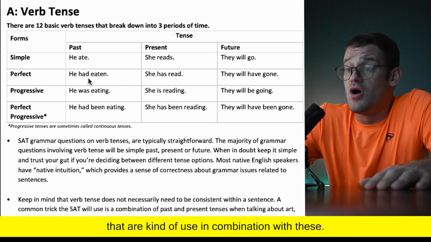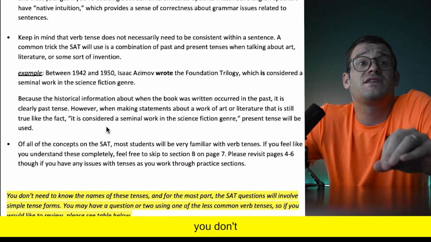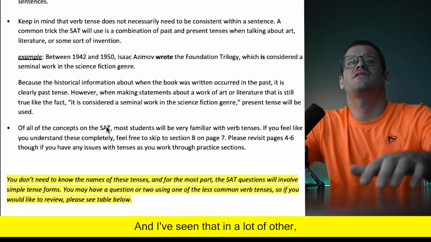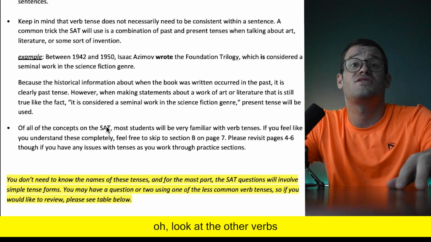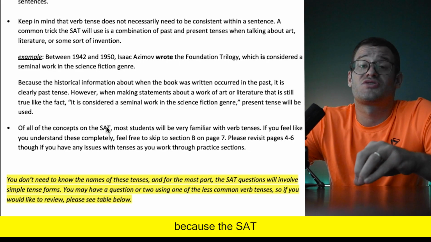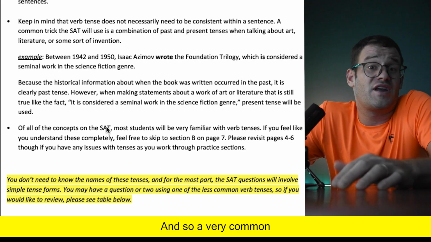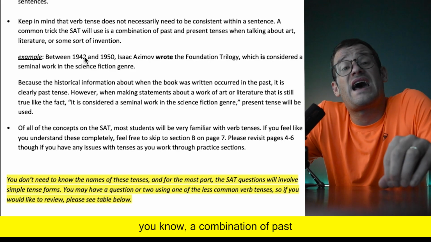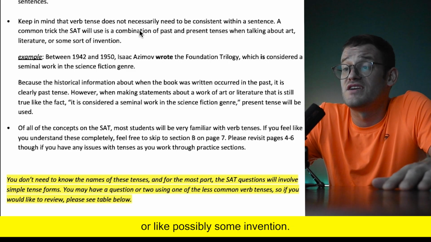All right, so next thing, keep in mind that when you do have these verb tense questions, you don't necessarily need to be consistent within the same sentence. And I've seen in a lot of other SAT material where they say, oh, look at the other verbs used in the sentence. That is terrible advice, because the SAT will try and trick you with sentences that use multiple tenses. A very common example of this is using a combination of past and present tenses when talking about art, literature, or possibly some invention.